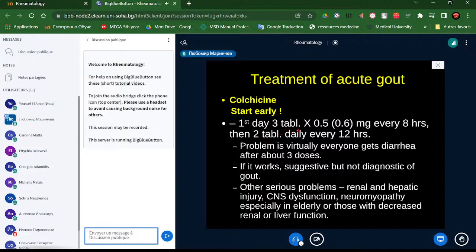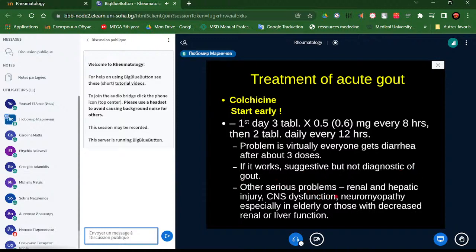On the first day, the patient takes 3 tablets of 1.5 milligrams, so 1 tablet every 8 hours for the first 24 hours, and then 2 tablets daily every 12 hours. The problem is virtually everyone gets diarrhea after the first 3 doses. Diarrhea is the most common side effect of colchicine. If colchicine works well, it is suggestive but not diagnostic of gout, not always 100% diagnostic.